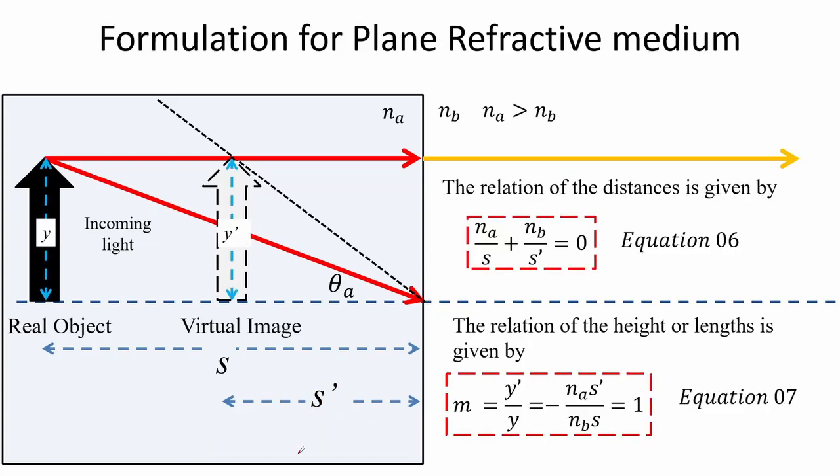To determine the relationship of the distances and height we use equation 6, where the sum of the ratio of the index of refraction and distances is equal to 0. The magnification of a plane mirror is expected to be 1, so we can say that the ratio of the height and length is equal to 1.